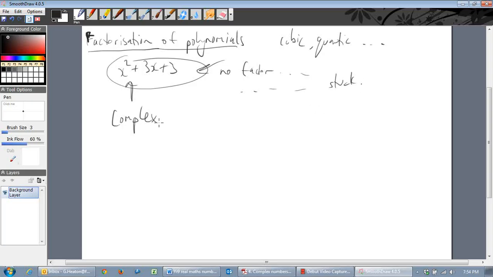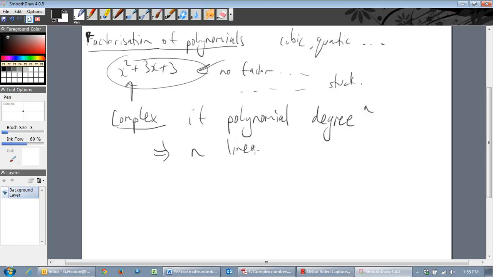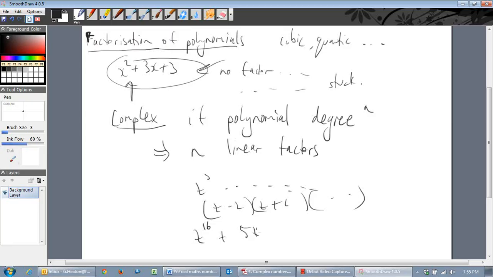In complex algebra, if you have a polynomial of degree n, in other words it has z to the power n, then you will get n linear factors. So if you've got a z cubed plus whatever, that can be factorized into three linear factors, z minus 2 and z plus i, etc. If you've got z to the 16 plus 5z to the 7 plus z plus 5 or something like that, that's a degree 16 polynomial, and so you'll have 16 linear factors.